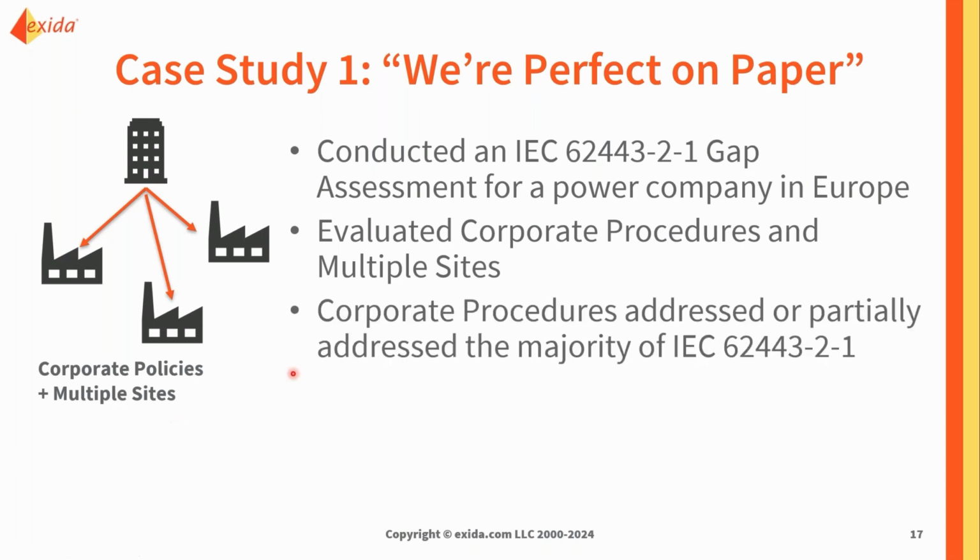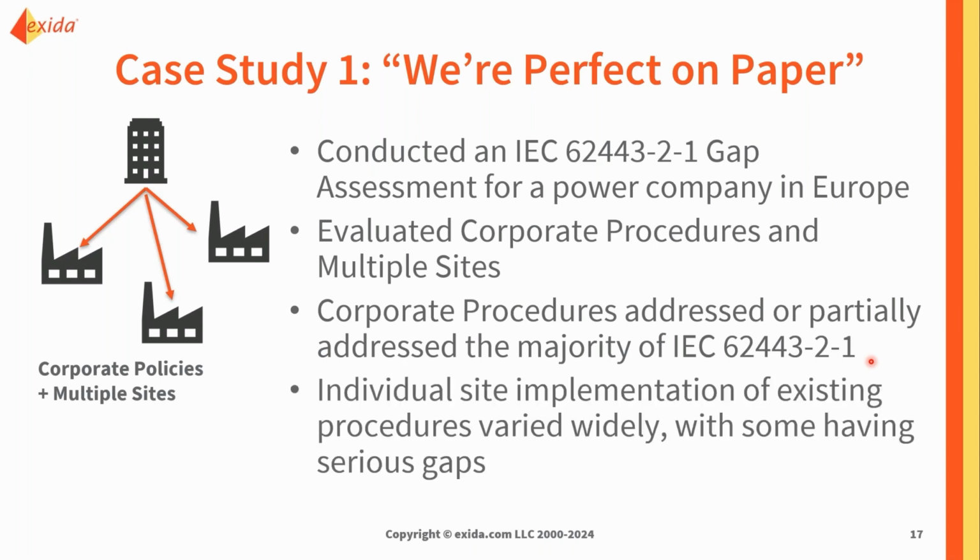And so what we found was that the corporate procedures addressed or partially addressed the majority of IEC 62443 2-1 requirements. So they had something written about how they handled organizational security. They had something written about data security, about their network security, and they had those requirements documented, and were in pretty good shape there. They covered most of the standard, maybe just a couple of non-compliances or things to look at adding to the procedures.